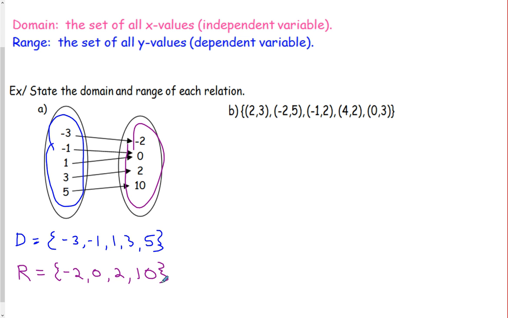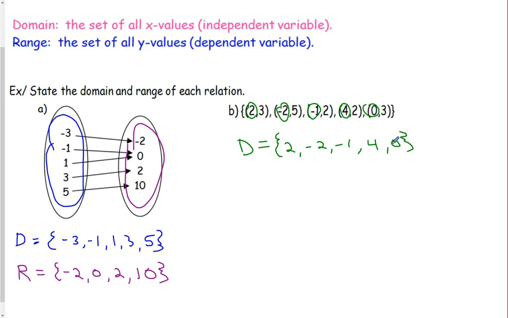Now I can do the same thing for my next set here. So for my next set, I'm going to start with my domain. So I'll put a capital D for domain, I'll put an equal sign, I'll put a curly bracket. Now I'm going to write out all the parts of my domain. Let's see what I got. I see I've got a 2, a -2, a -1, a 4, and a 0. So I'm just going to write all these in: 2, -2, -1, 4, and 0.